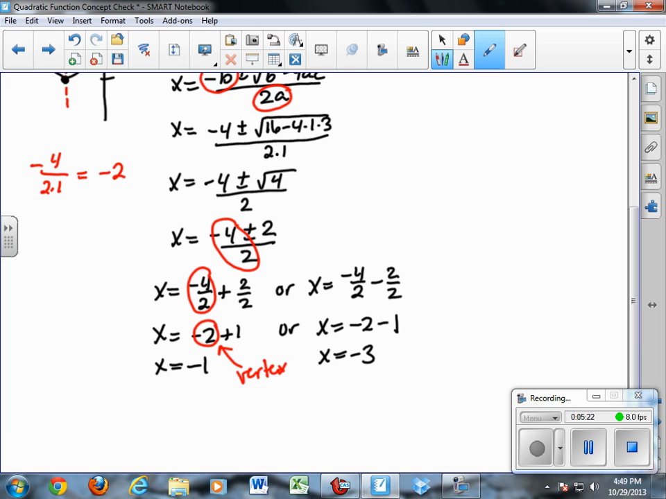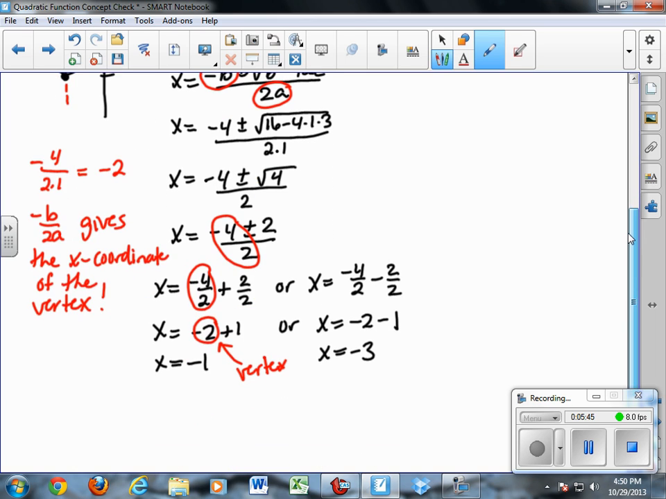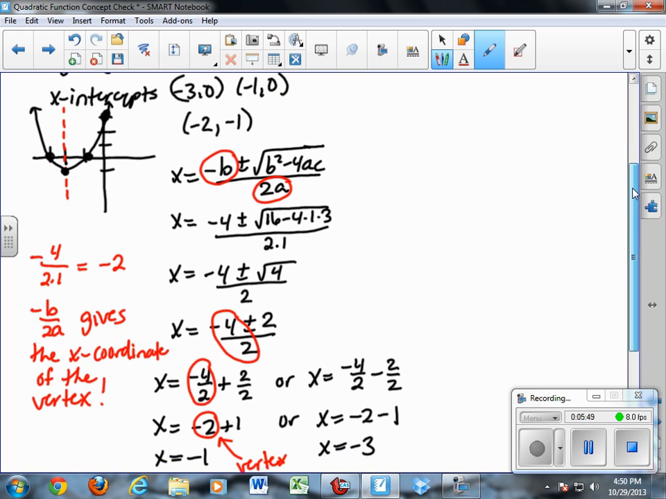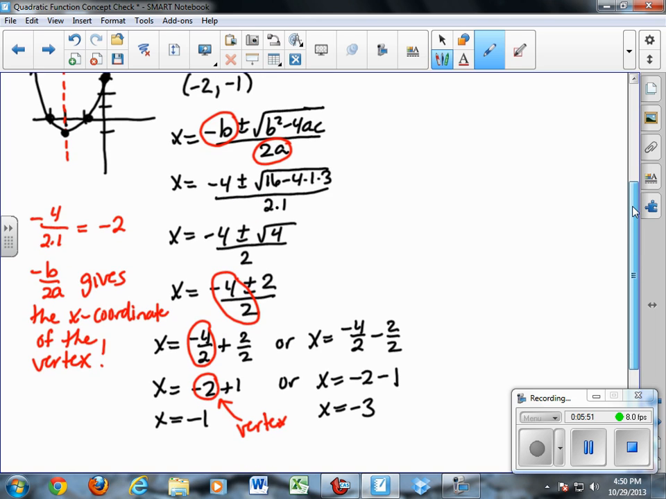Negative b over 2a gives the x coordinate of the vertex. So that's an important little piece of information. I want to do another example of this, because if you're thinking that's a pretty rotten way to go about doing this, you might find that the next one makes a little more sense to take the time to do this.